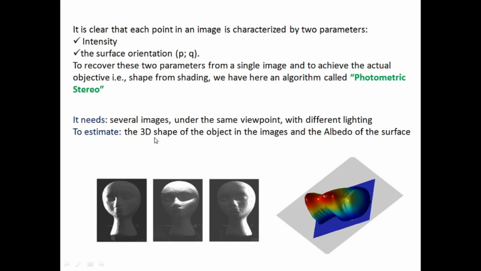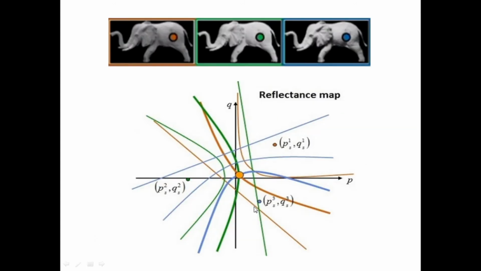To estimate the 3D shape of the object in the images and the albedo of the surface, we need to know the albedo of the surface. The main target of ours is to estimate the 3D shape of the object from the images, so we go with photometric stereo.